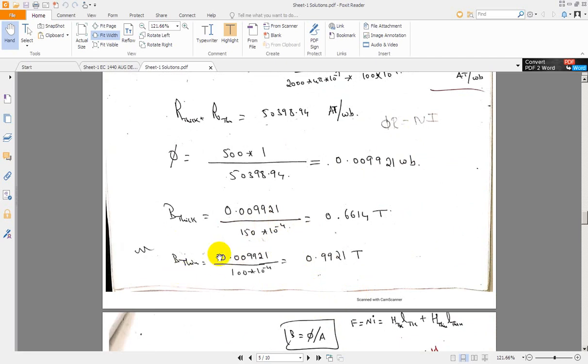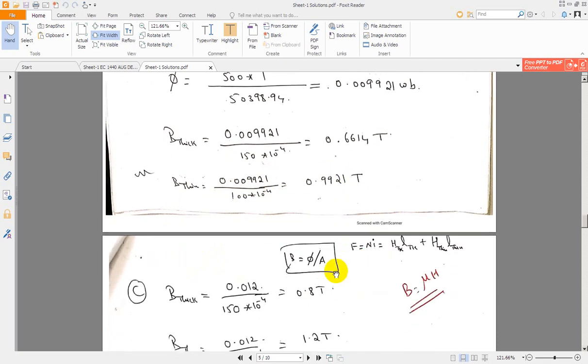Similarly, for thin side, same flux divided by the cross sectional area. Width is 10 centimeters and the depth is also 10 centimeters. So 100 into 10 to the power of minus 4 meter square. You will get, this is the flux density on the thinner side. Now what we need to calculate? C parameter.